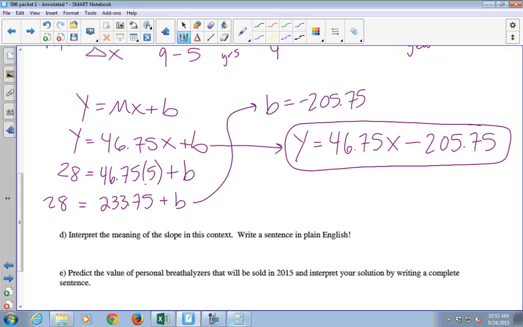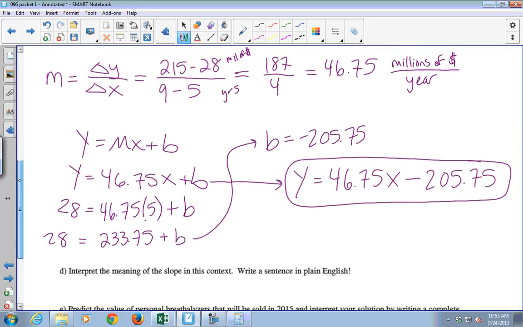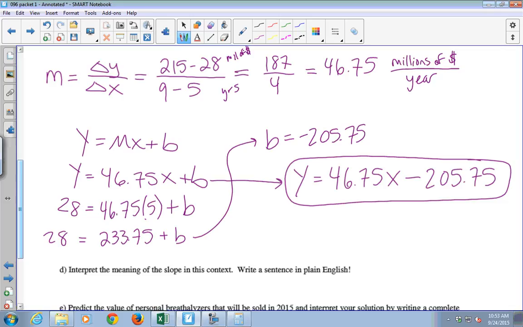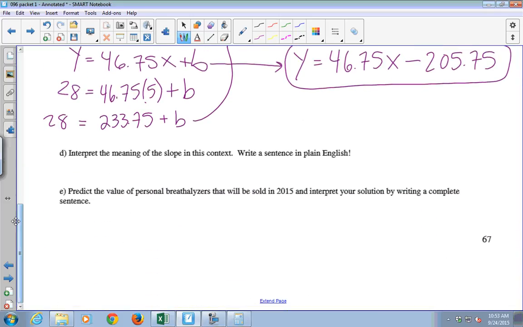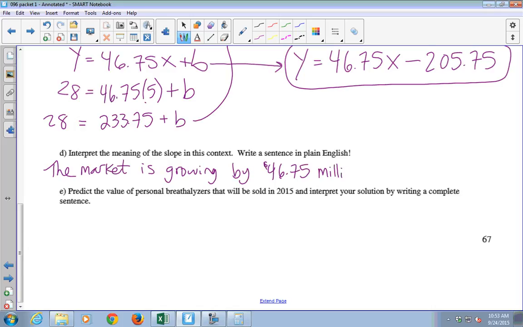So to interpret the meaning of the slope, I already kind of made you do that when I wrote the units next to the slope, millions of dollars per year. So the slope represents the market, the personal breathalyzer market, is growing by $46.75 million each year.